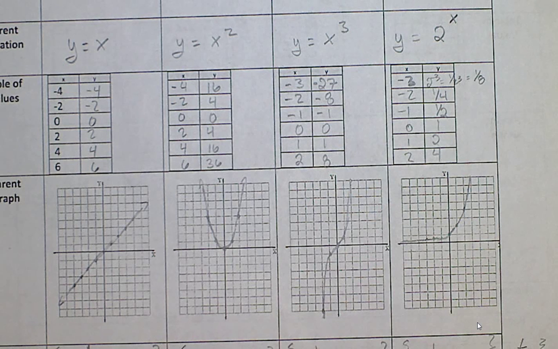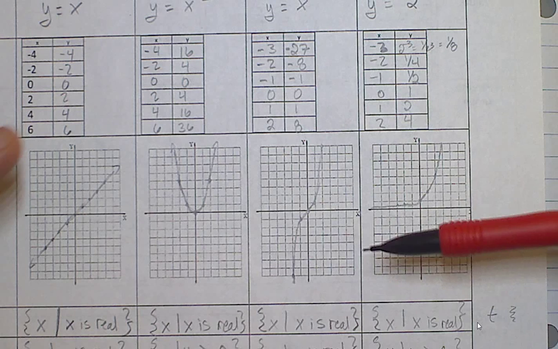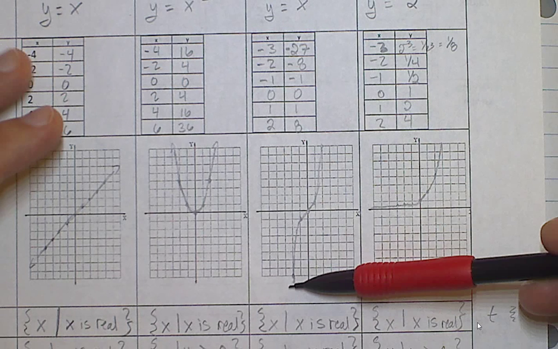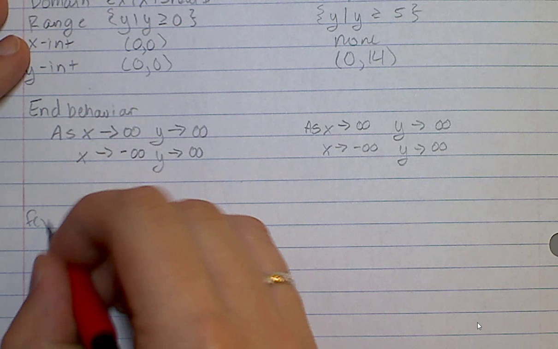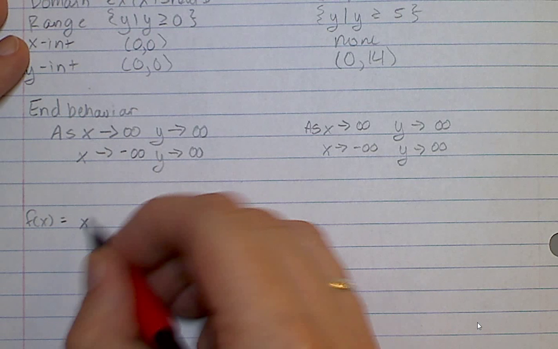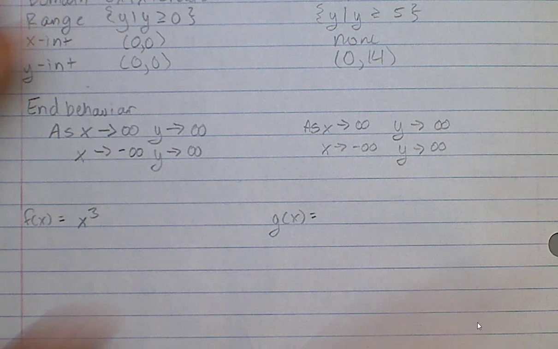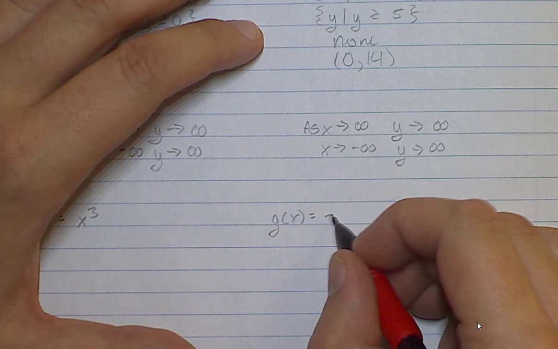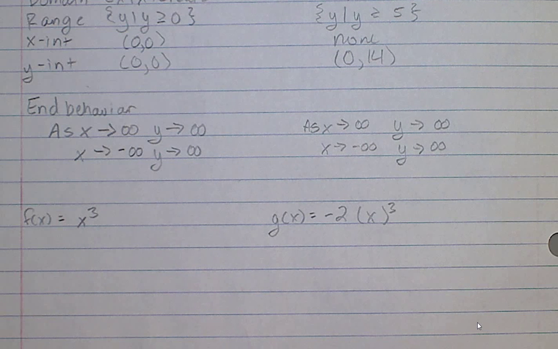Okay, so I'm going to look at the cubic function here for a couple different reasons. One, because this has kind of interesting end behavior. But let's say that we have a parent function, call it f of x, that is x cubed, and our new function is g of x, which is negative 2 times x cubed. No pluses or minuses anywhere, just negative 2 times it.